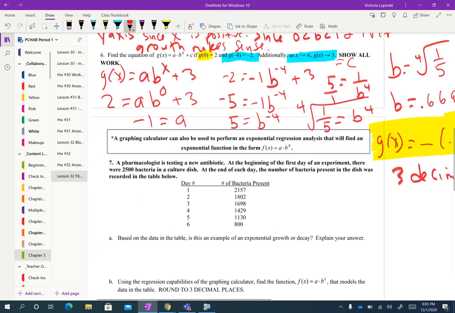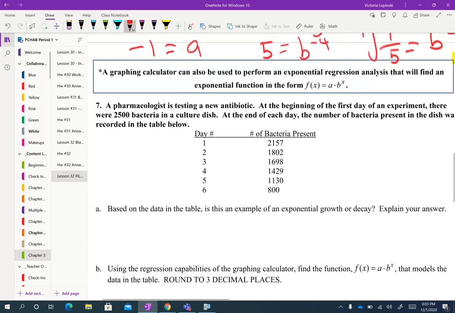So then what if you don't want to do it by hand? What if instead you actually want to use the graphing calculator? So let's go ahead and do one on the back like that. In order to use the graphing calculator, you would have to use the regression feature, and you would have to then get your answer in the form a times b to the x.